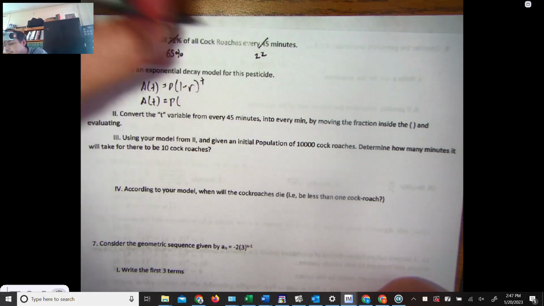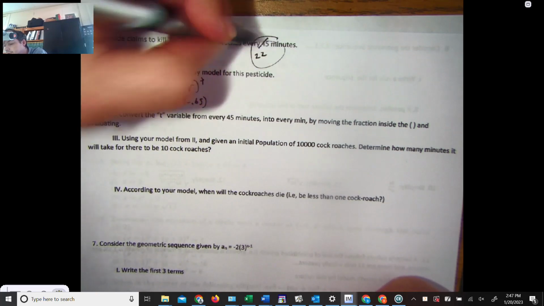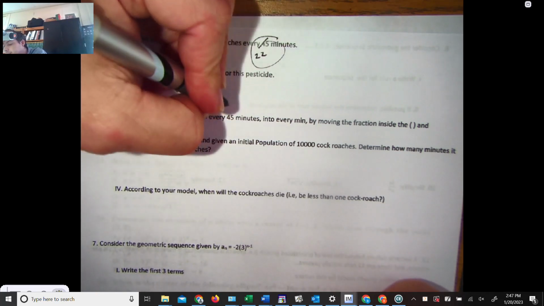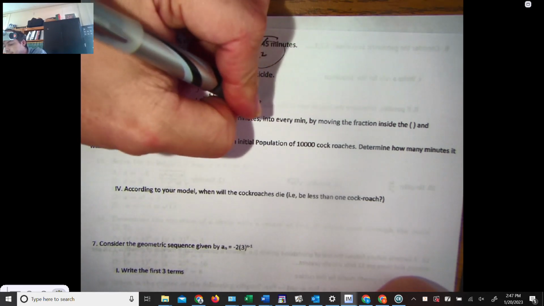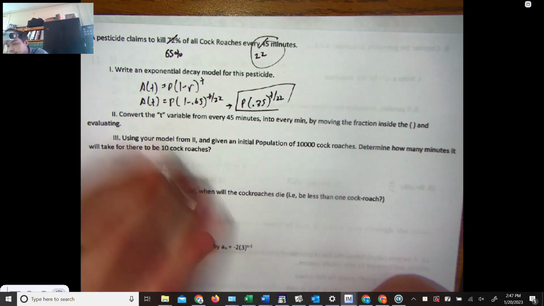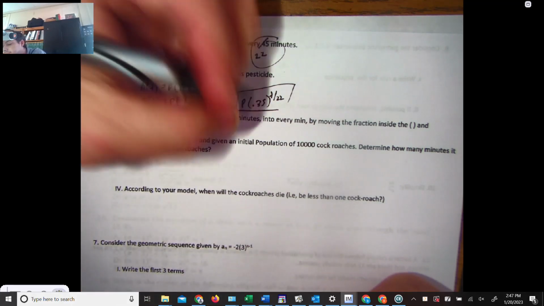So 1 minus 0.65, and every 22, the T over 22. Okay? 1 minus 65 hundredths is 35 hundredths. There's your model. The 22 is to convert the T from every 22 into every minute.